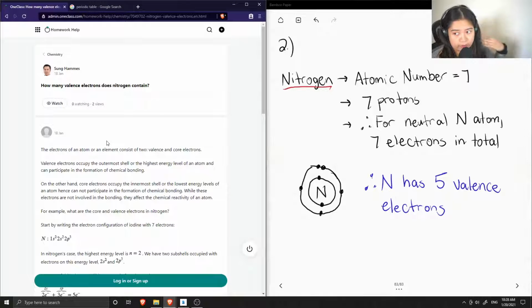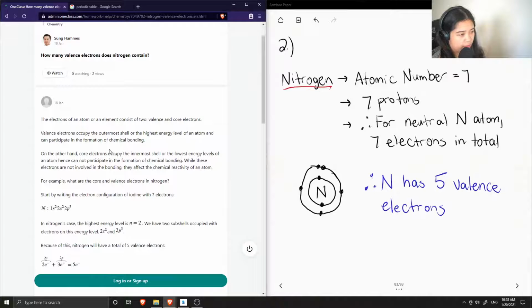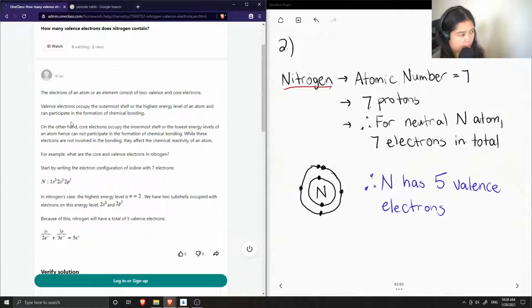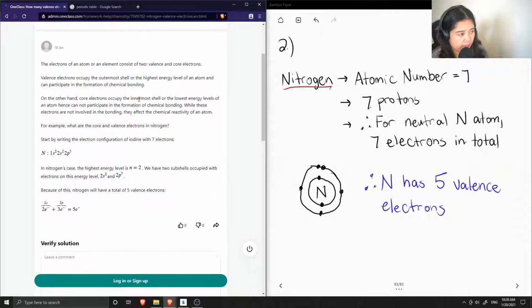So let's see what the junior tutor said. The electrons of an atom or an element consist of valence and core electrons. Valence electrons occupy the outermost shell, or the highest energy level of an atom, and can participate in the formation of chemical bonding. On the other hand, core electrons occupy the innermost shell, or the lowest energy levels of an atom, hence cannot participate in the formation of chemical bonding. While these electrons are not involved in the bonding, they affect the chemical reactivity of an atom.